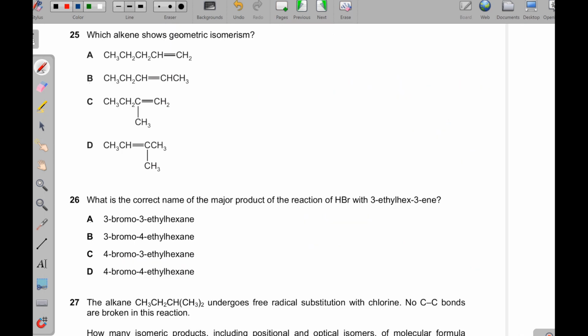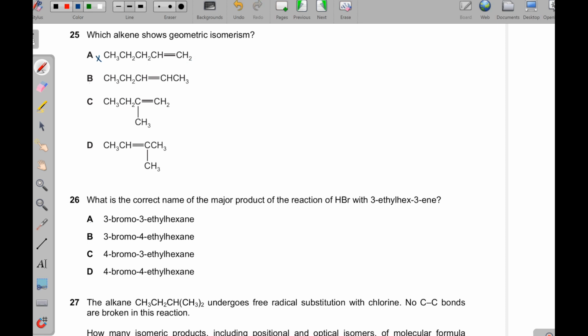C. Question 25. Which alkene shows geometric isomerism? Now in geometric, we are seeing cis and trans. That means the two carbons in the double bond must each have two different groups attached to them. One can have two different groups, but then another one fails. That means there won't be geometric isomerism. You see that? So let's look at the first one here. There are two hydrogens here, so this one is off.